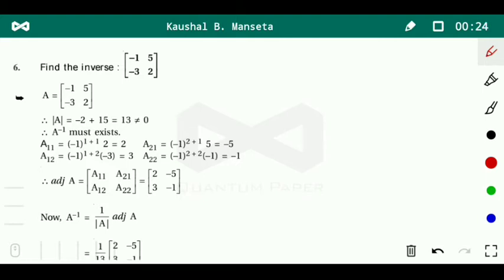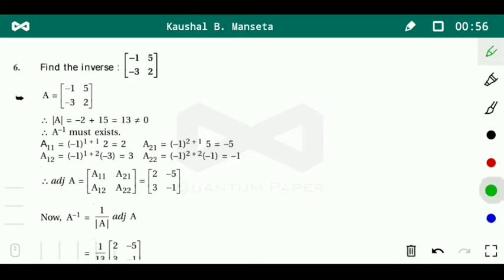Okay, so first the cofactor of A11 is given by capital A11, which equals minus 1 raised to i plus j. i is 1, j is 1. So minus 1 raised to 2 gives plus 1. And we remove first row, first column, so it gives 2. So the answer is 2. Now we have to find capital A12. We remove first row, second column. So minus 1 raised to 3 gives minus 1. Minus 1 into minus 3 gives plus 3.